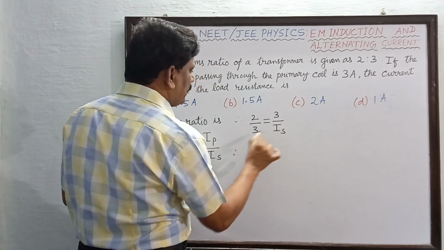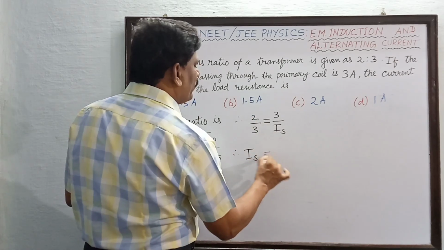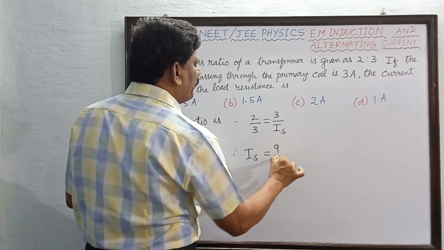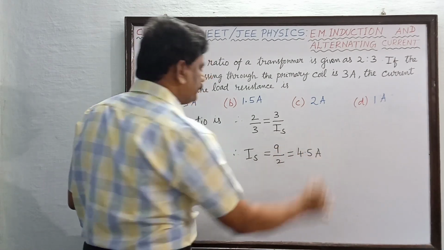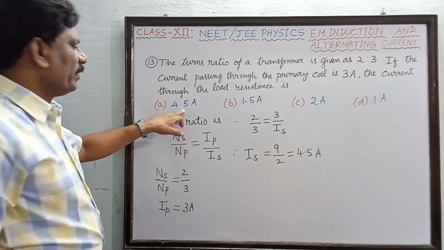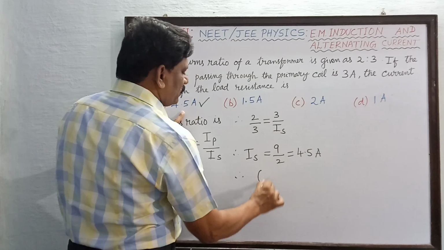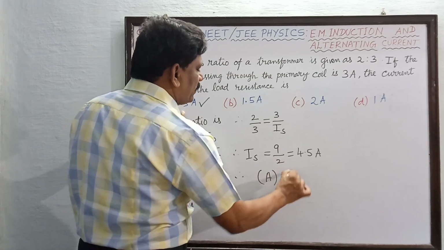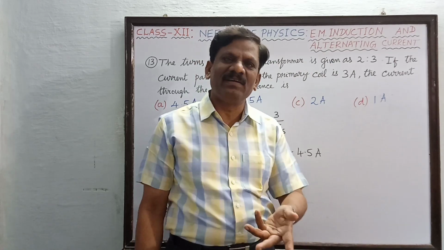Therefore, what is I secondary? So I secondary is equal to 3 into 3, 9 by 2. So this is equal to 4.5 ampere. So 4.5 ampere is the right answer. Okay. So option A is the right answer. Very simple problem. I hope you must have understood well. Fine.